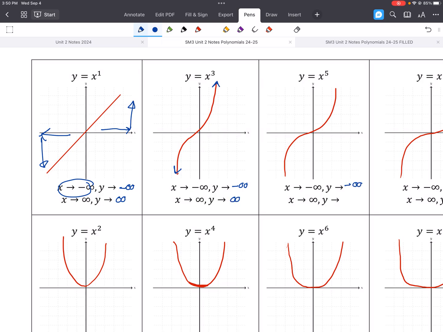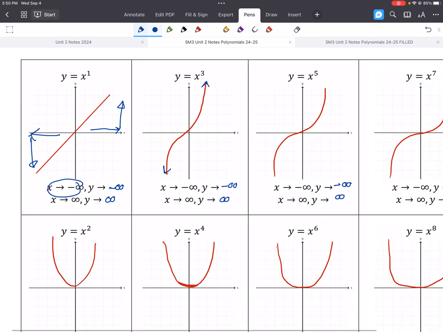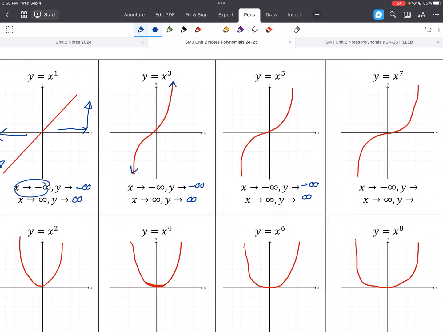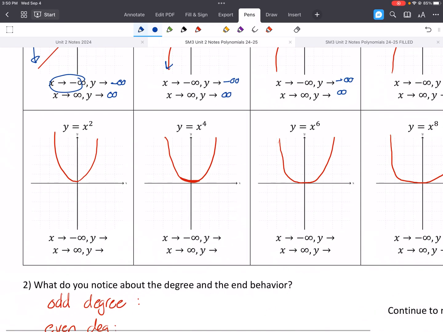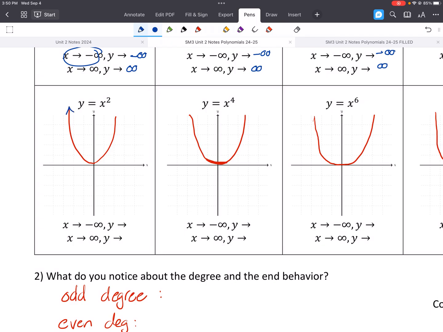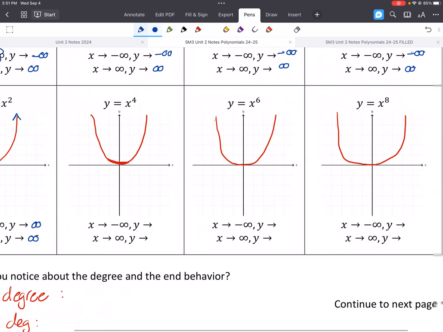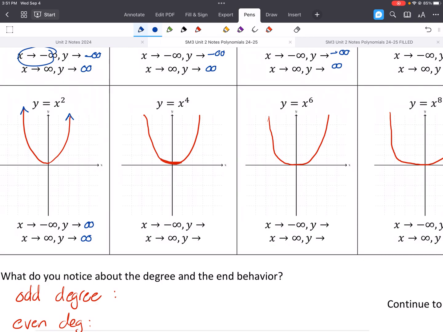And this will happen for all of these when the degree is odd. Now let's look at the quadratic below. So both of these are going up and up, so infinity to infinity. And all of these look very similar. I did my best to draw it.